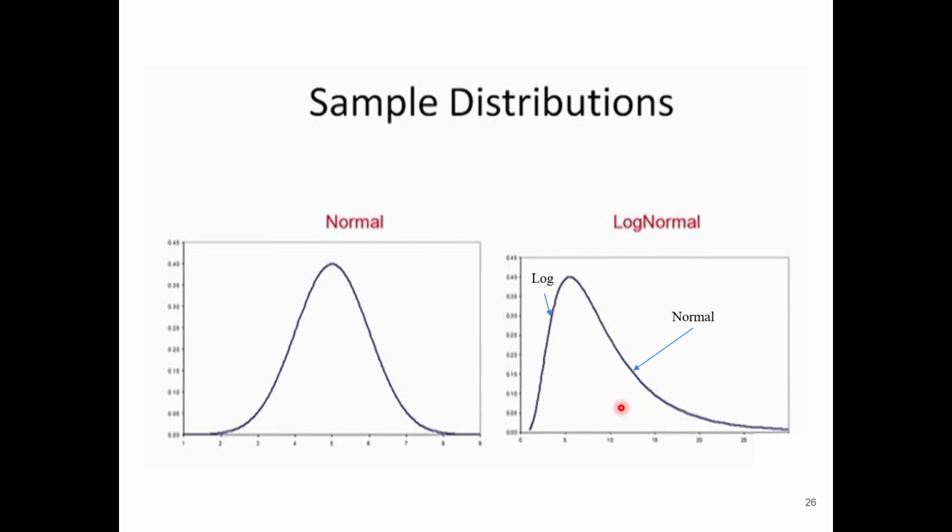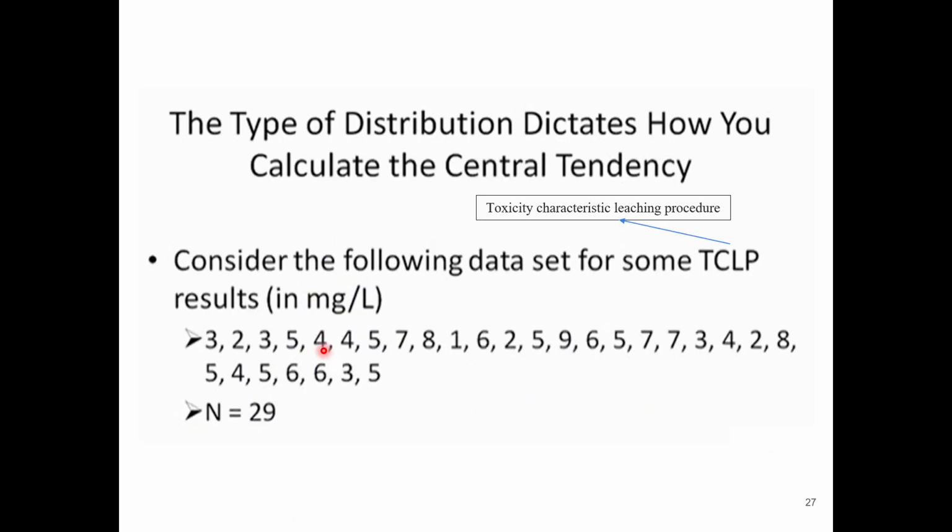This is a type of distribution where there is skewness. It can be either this way or it can be like this also. Log normal: the log is on the left, the logarithmic, and the right is normal. It can also be normal log. This is a type of distribution which we will basically encounter when we are working with sample data related to concentrations and environmental science related aspects. Okay? So in order to understand how the type of distribution dictates how to calculate the central tendency, let us take some examples.